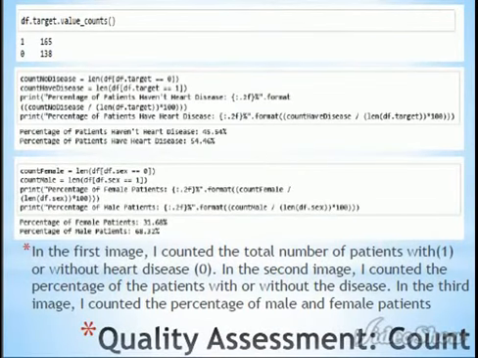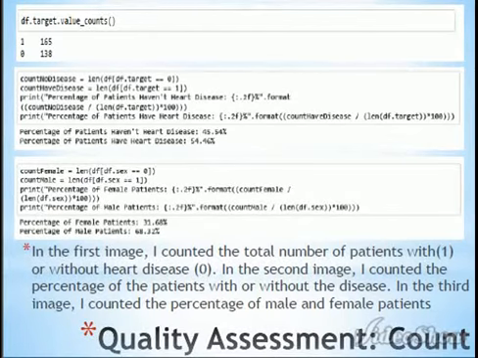So here, as we can see, under the counts we have the count for each value under target, that is how many patients have the disease and how many don't. As we can see, 165 patients have the disease and 138 patients don't. Then there's also a count on the percentage. We have 45.54 percent of the patients who don't have the disease, and we have 54.46 percent of the patients having the disease.